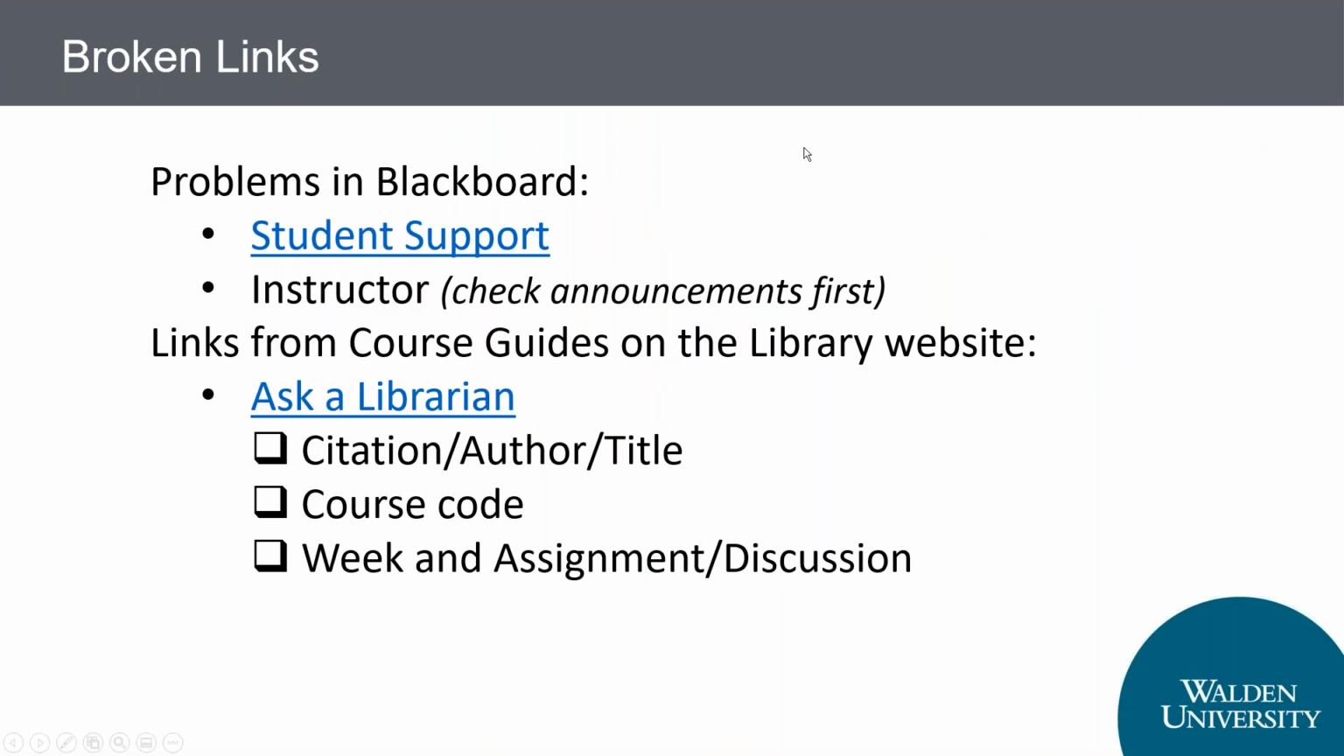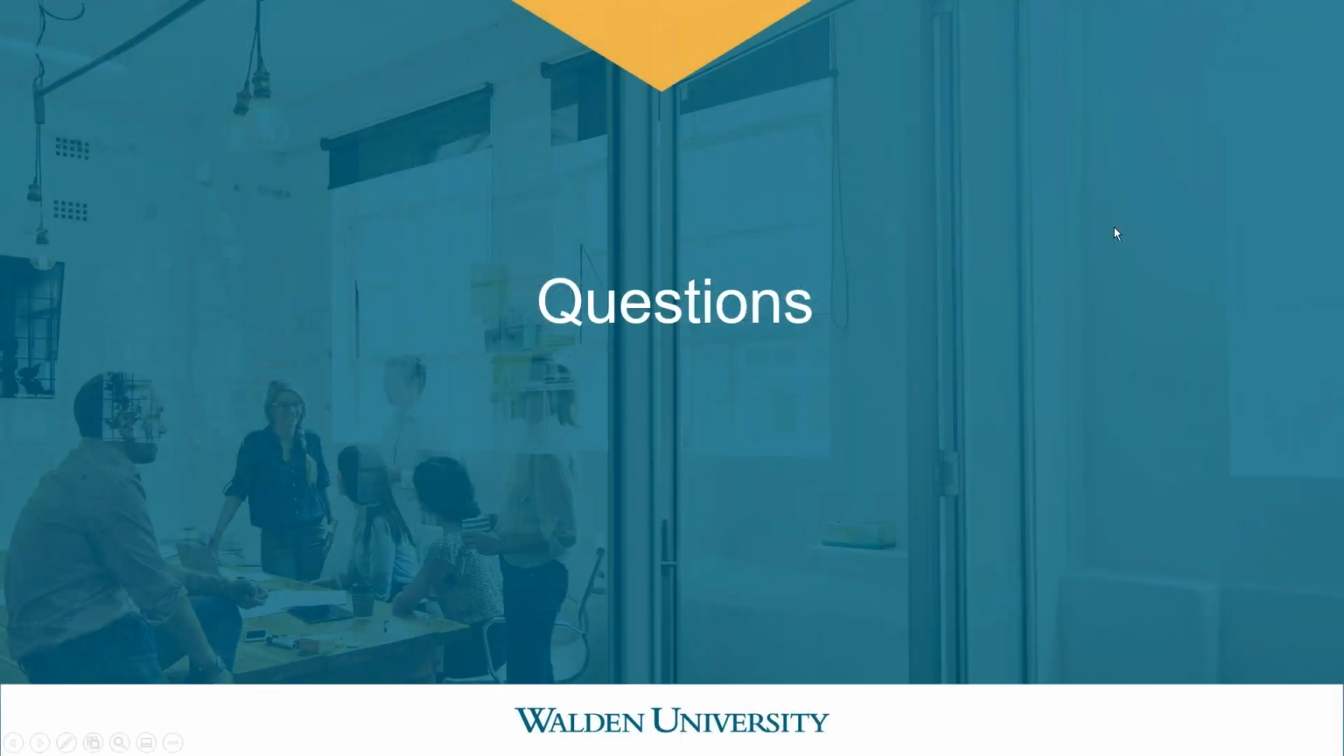You can report Blackboard type issues to student support from within Blackboard, and that really helps because they can tell exactly where you were clicking from. And then if it's on the library website, Ask a Librarian is your best bet. And it's helpful if you can copy and paste not just the citation, but also tell us what the course code is and what week it is. Sometimes it takes a really long time to find these references so that we can correct them and make them work for everybody else.